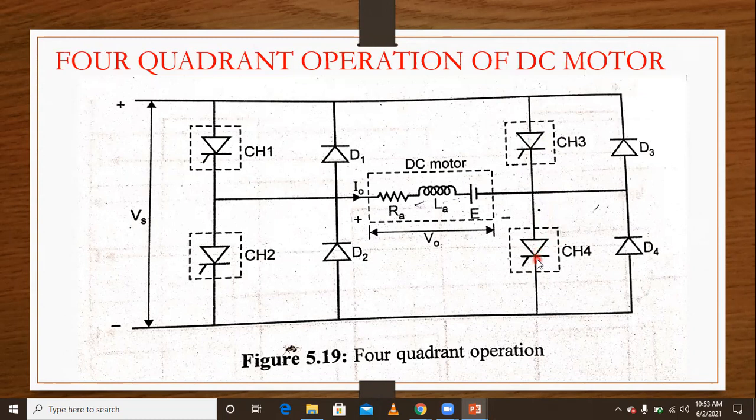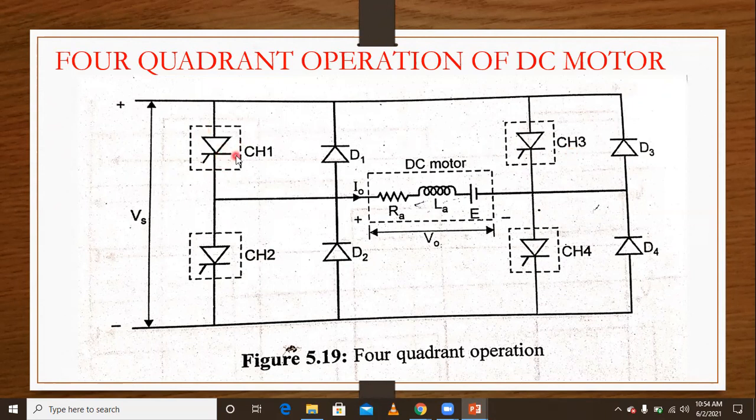Turning on the device is in our hand, but diodes are not in our hand. Based on current direction, they turn on and off automatically. But these are control devices. That's why first chopper CH4 is turned on and chopper CH3 is kept off, and CH1 is operated.